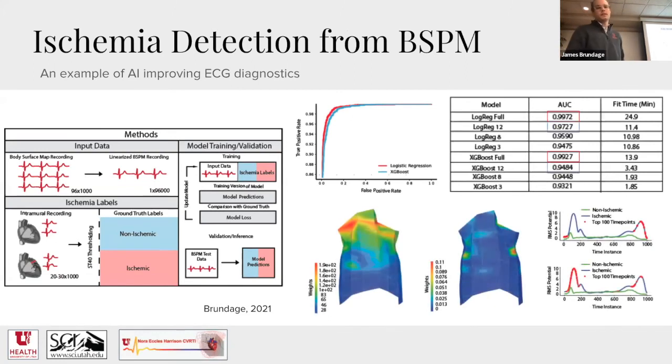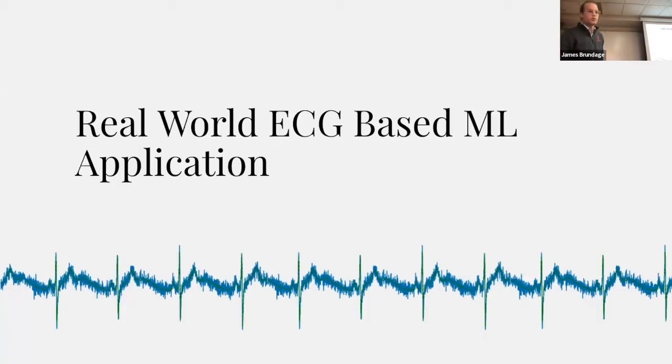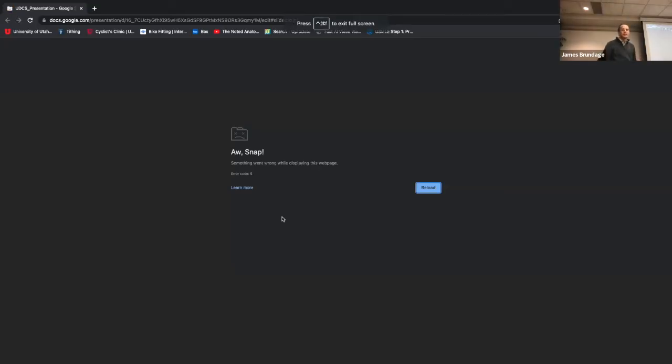Okay, so now we had done this work with the body surface potential maps in this experimental model. And during the time that we were working on this, we were also working on trying to really get all of our, oh, awesome.